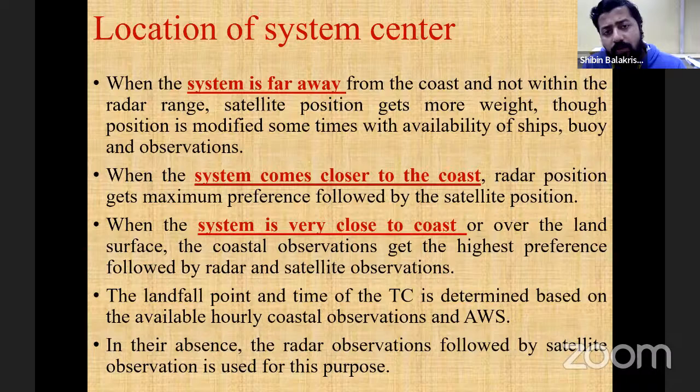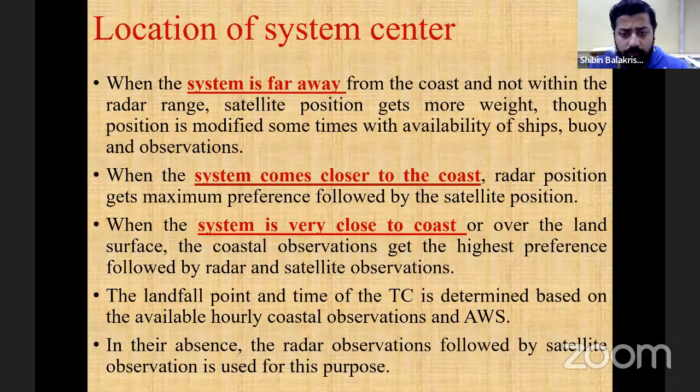So how do we locate the system center? What is the weightage which we give to different data platforms when it comes to identification or demarcation of center? This is again very important, because in the last class somebody had asked me how do you comprehend which tool to use for identifying a center, or the weighting. When the system is far away in the deep ocean, we have only satellite data available and it gets more weight. The position is modified with respect to availability of buoys or ships, but the maximum weightage is given to the satellite data.